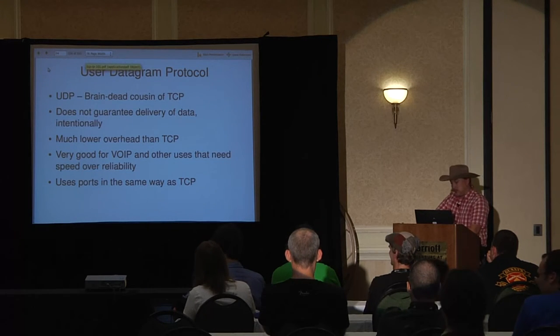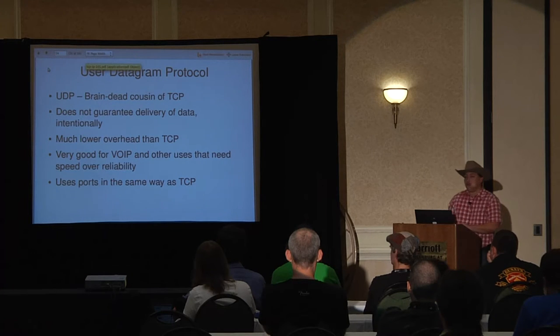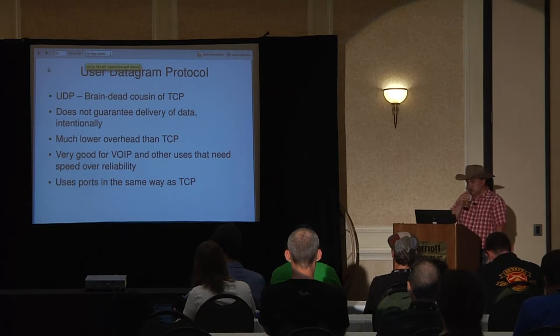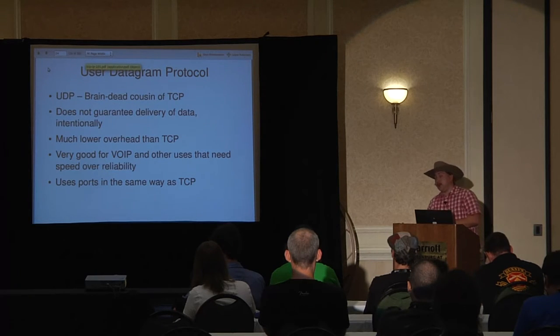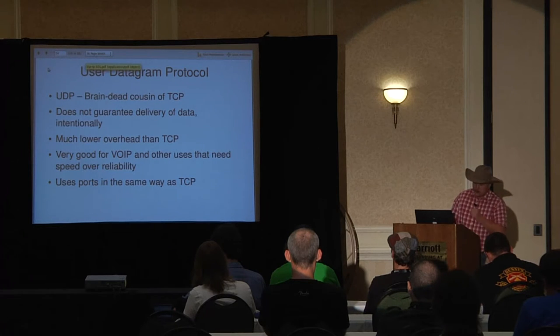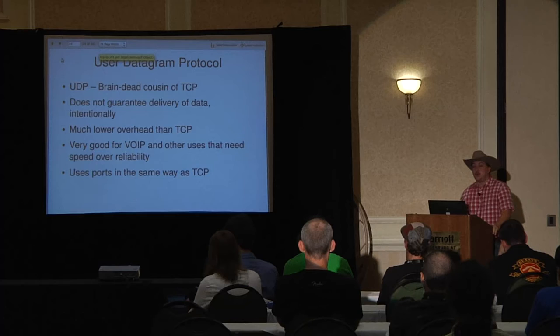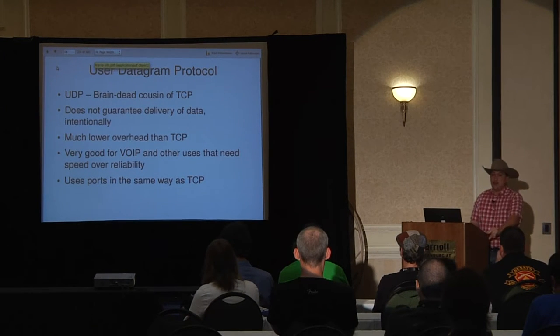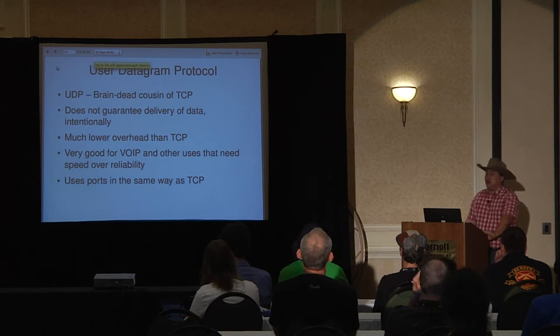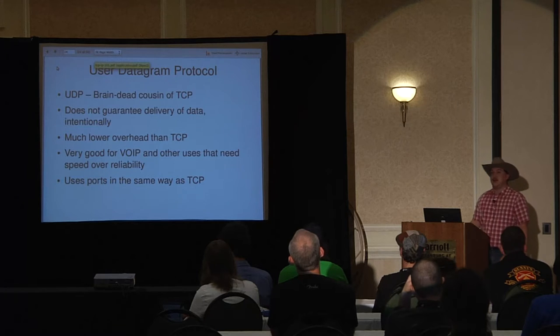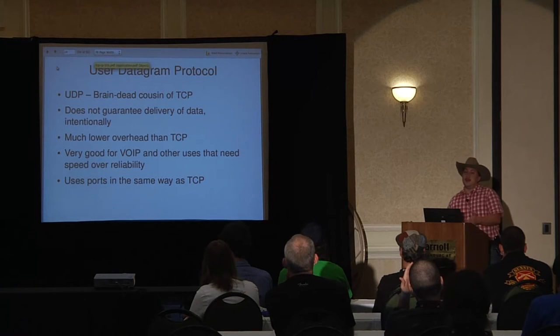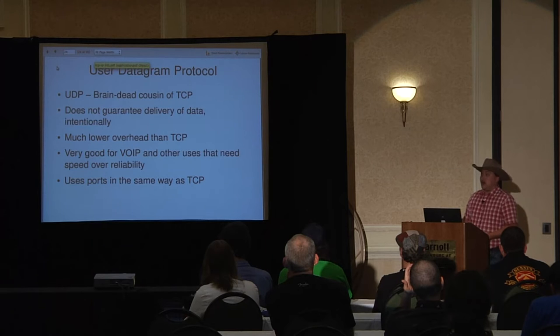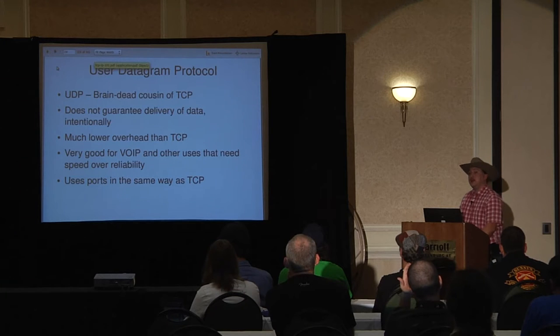UDP is the brain dead cousin of TCP. What he said is, strictly speaking, the random source port gets determined by the kernel, not by the application. There are very good reasons for that. One of them is that if you've got multi-user systems or multiple applications running at the same time, and you allow the applications to independently determine that, they might even randomly pick the same one.